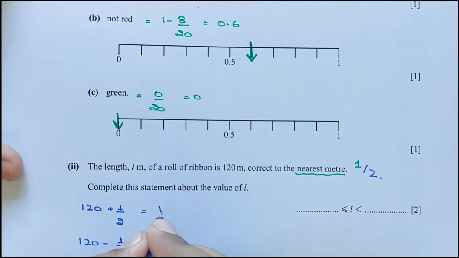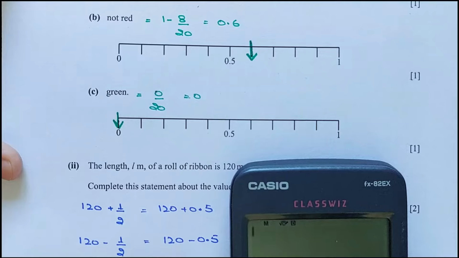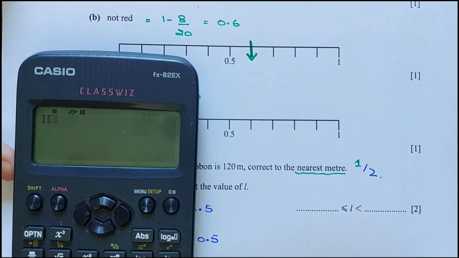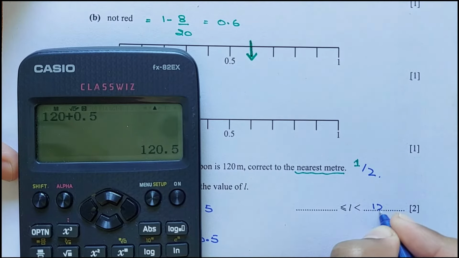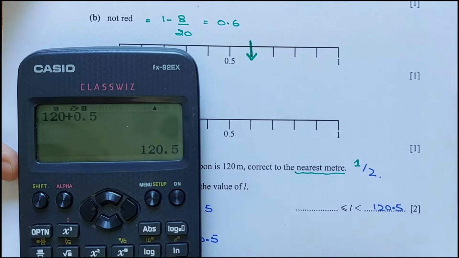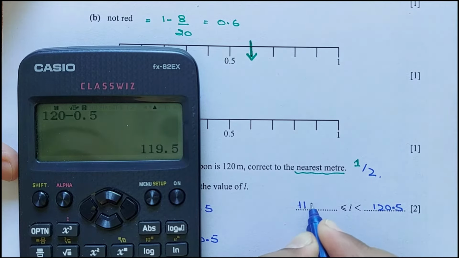1 by 2 is 0.5. 120 plus 0.5 is 120.5, and 120 minus 0.5 is 119.5.